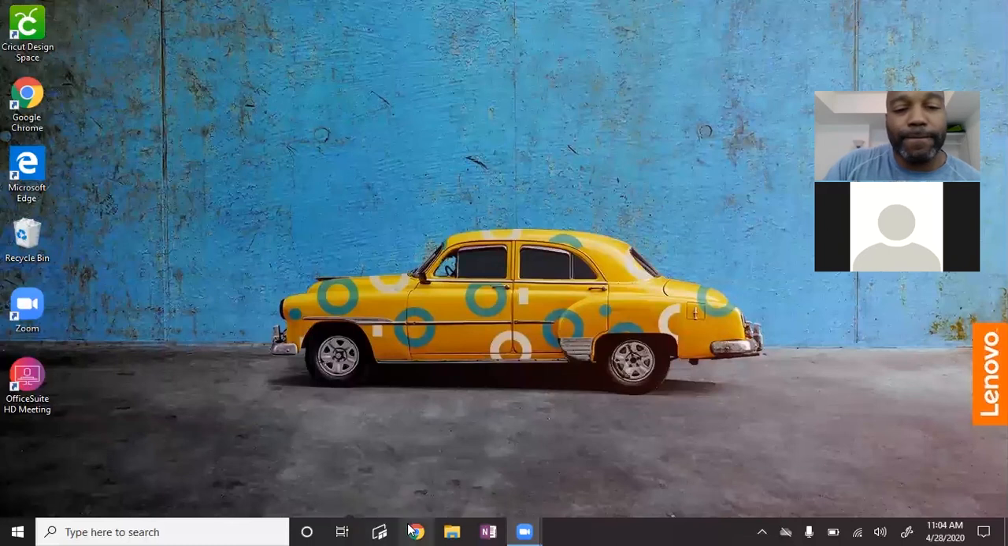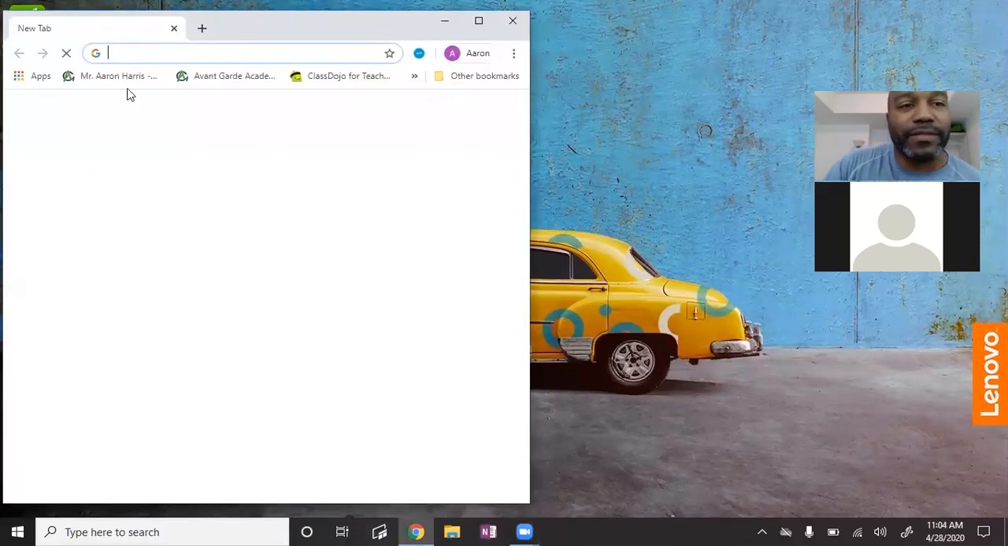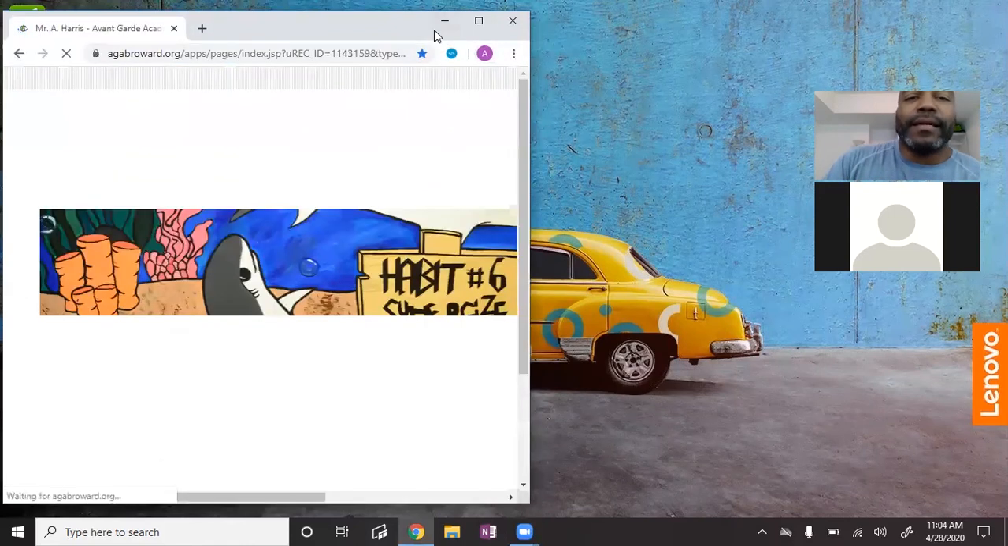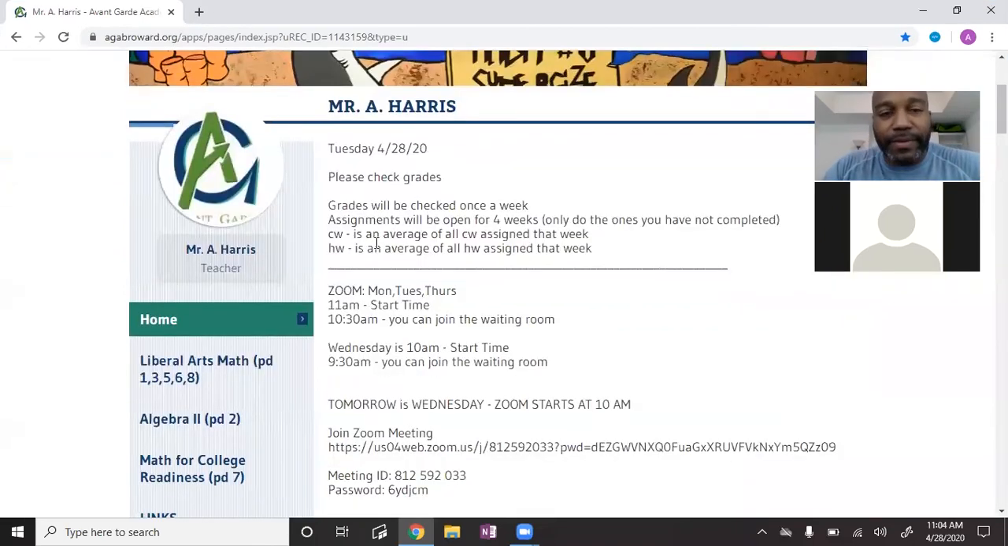Let's record. Everything is ready to go. Let's share a screen. All right. Always, always, always, I like to start by coming to the website. Just a reminder, make sure that you are going to the website. Check your grades. Remember, classwork, homework, it's an average of whatever is assigned. As you can see, this week you only had like 3 assignments.